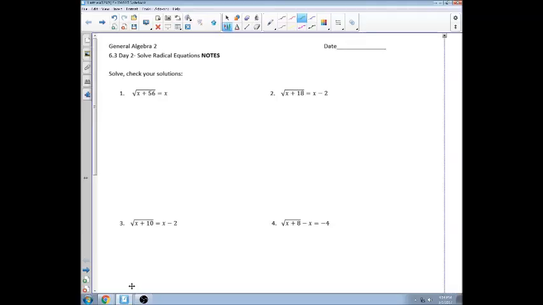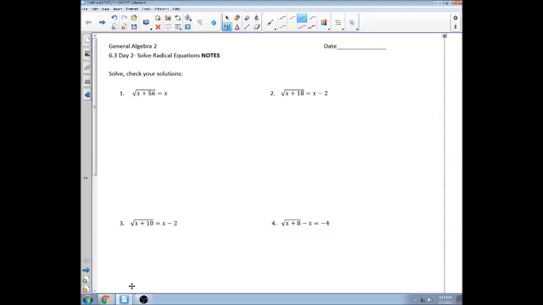This lesson is for my Algebra 2 class. It is 6.3, Day 2, solving radical equations notes. We're going to solve and then check our solutions. Today, unlike our last section, the right-hand side, or the opposite side of our radical, is going to have some variables. We're going to treat it just like we did in our last section though.